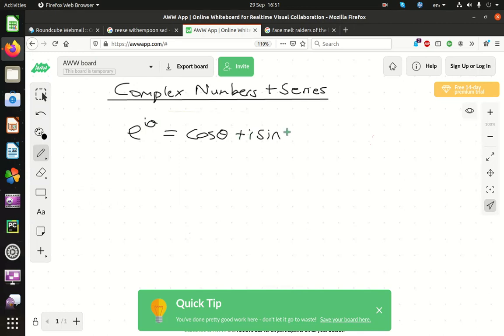Notice that there's no theta or i's in the sine or cos there. That is just a standard result. You've also got de Moivre's extension on that, which is that e to the i n theta is cos n theta plus i sine n theta.